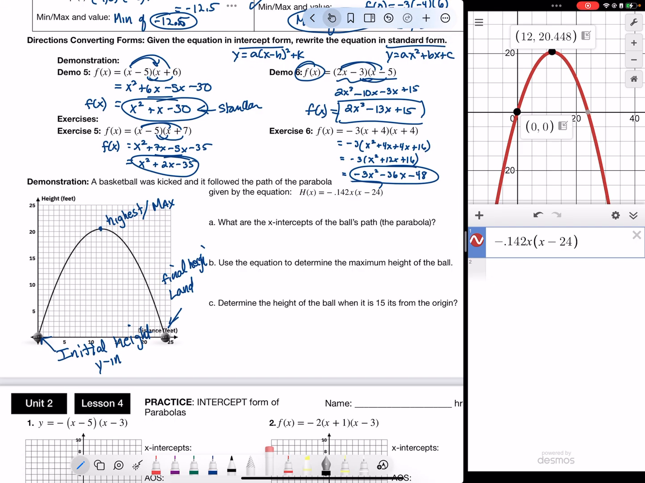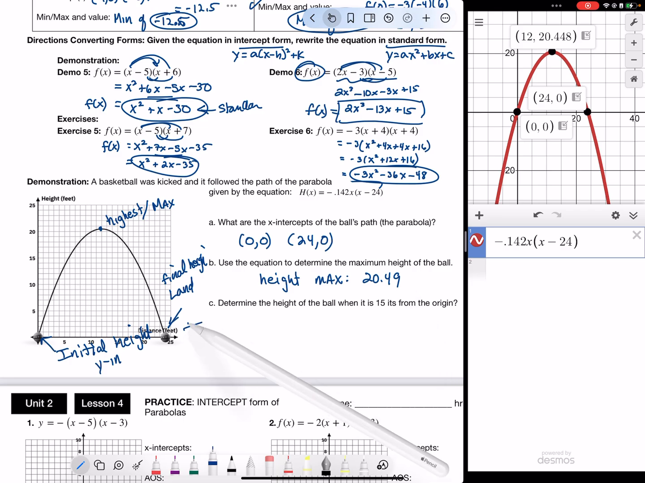So let's go ahead and do our x-intercepts. We'll fill these in. I got one at 0, 0, and I've got one at 24, 0. This is the maximum height of the ball. There we go. Max height is 20.448. We go to 2 decimals, so we'll call it 20.45. This is all measured in feet.